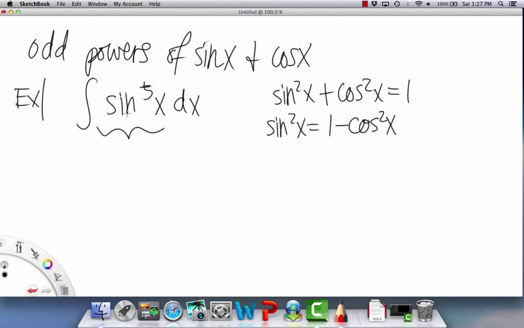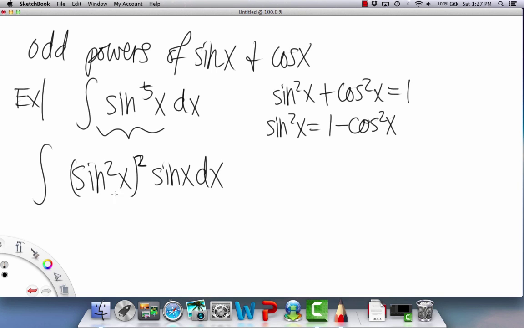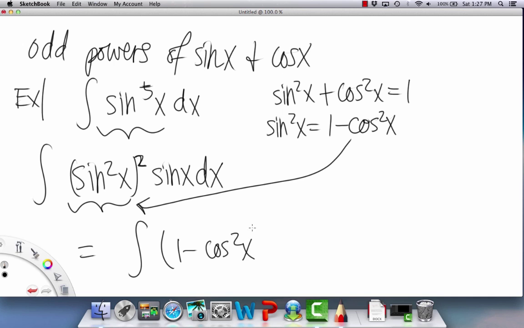So what we can do with this sine to the fifth x is rewrite it as sine squared x to the second, which makes sine to the fourth, times the leftover sine x dx. Then we can take this sine squared x and plug in 1 minus cosine squared x. So we'll have 1 minus cosine squared x, all squared, times the leftover sine x dx. And from here on out, we could do u substitution.